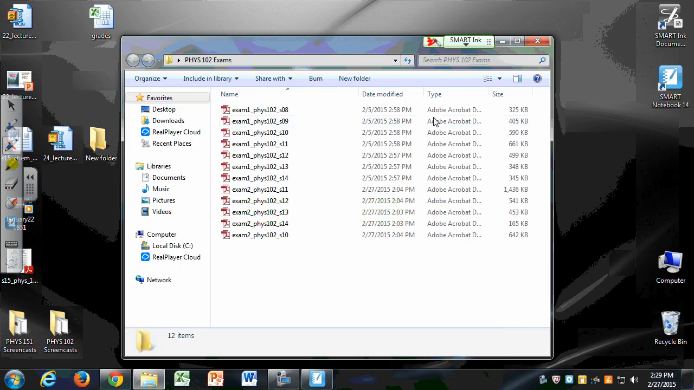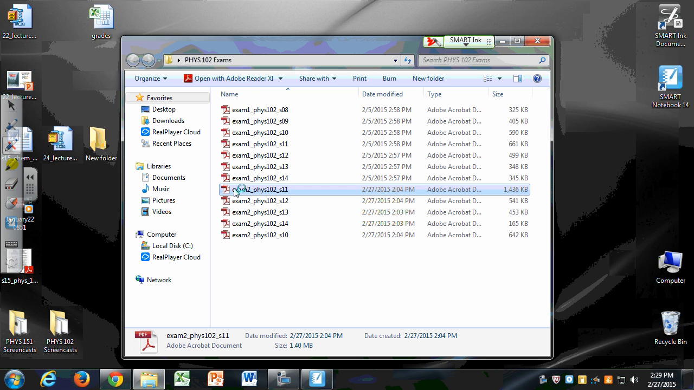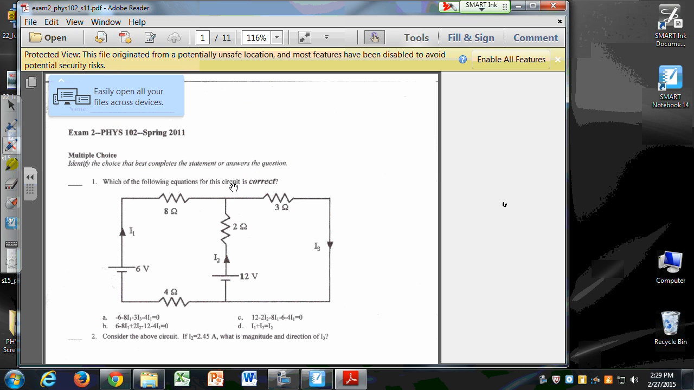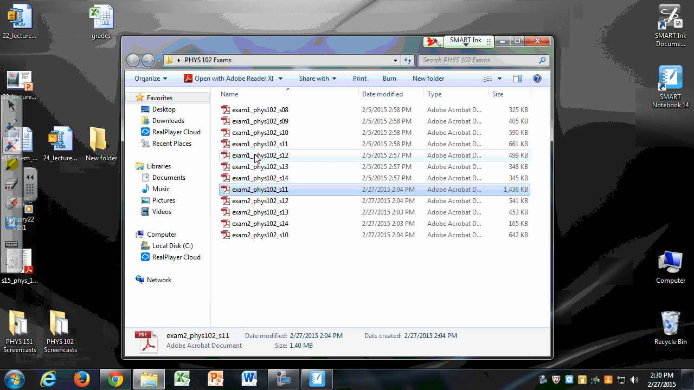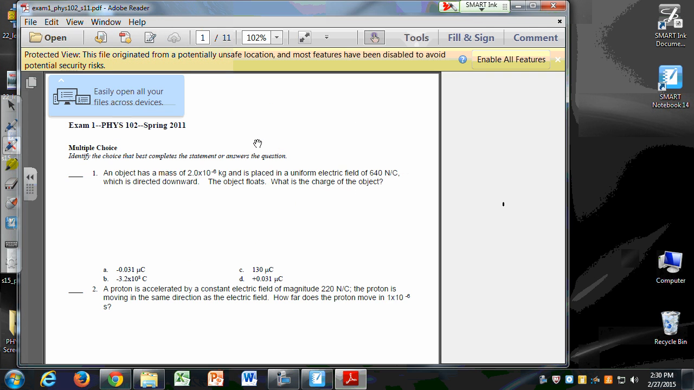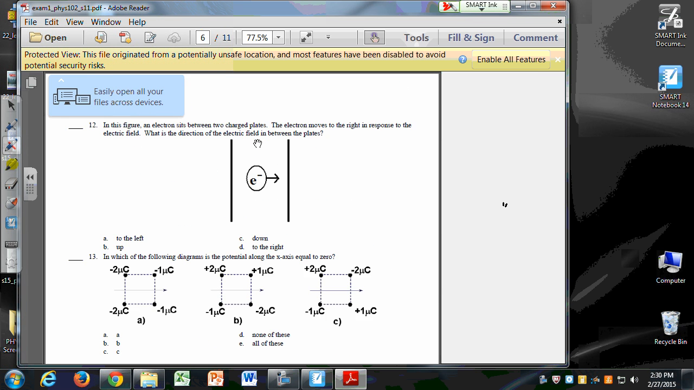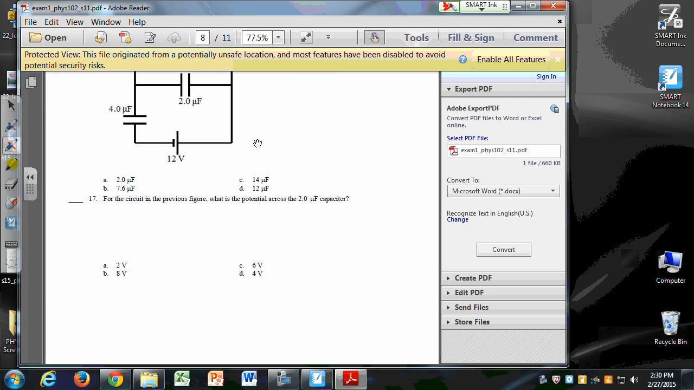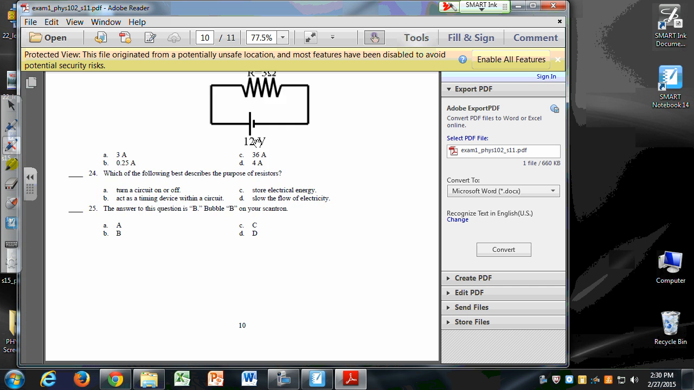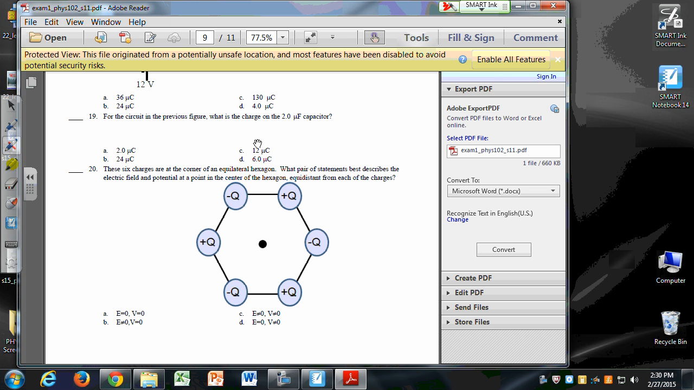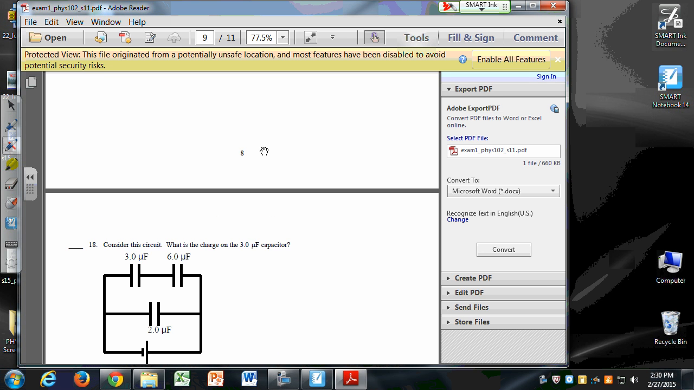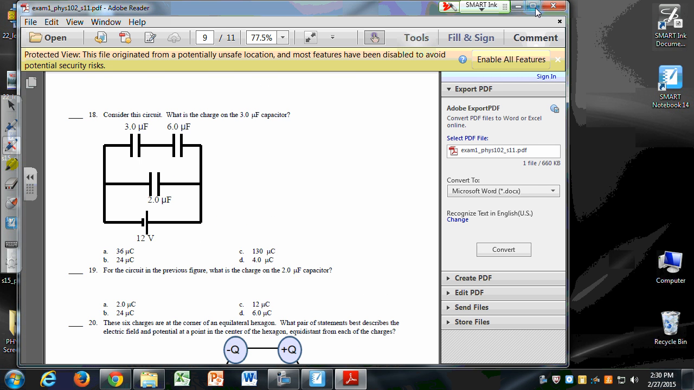All right. You want to look at some old test questions? Sure. All right. I think most of these are exam 2, so... I don't know. That's S11. Let's look at exam 1, S11. Let's do some capacitor problems and some resistor problems.